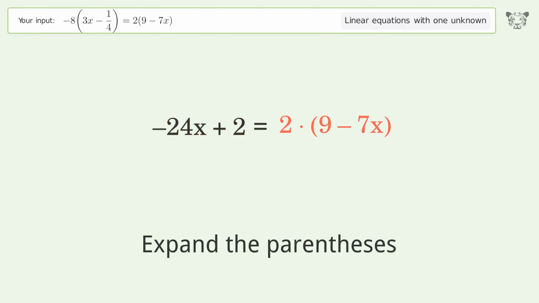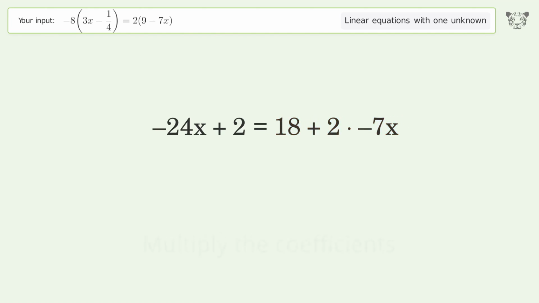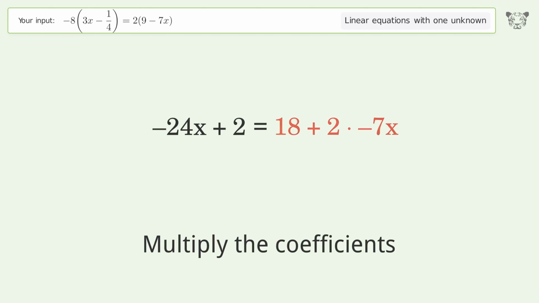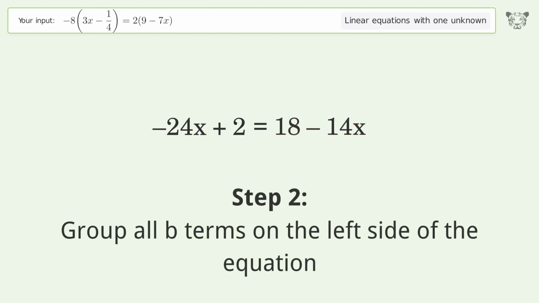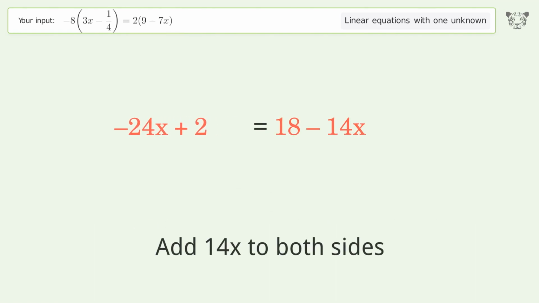Expand the parentheses. Simplify the arithmetic. Multiply the coefficients. Group all x terms on the left side of the equation. Add 14x to both sides.